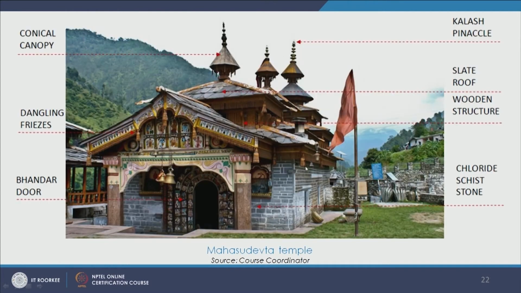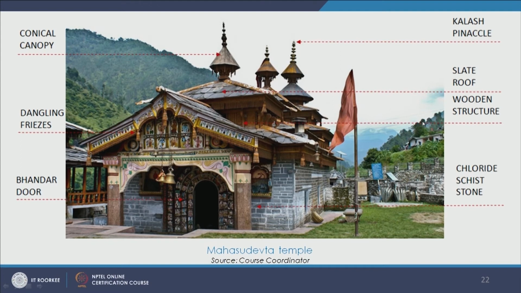Mahasu Devta temple, another very famous and beautiful temple in Uttarakhand, and we see different space making elements. We see this conical canopy over here, we see the finial, the Kalash pinnacle over here, and these are all the slate roofs. And Uttarakhand has a lot of interior architecture styles which have these slate roofs, and locally they are called patthal. So this is how it is done.